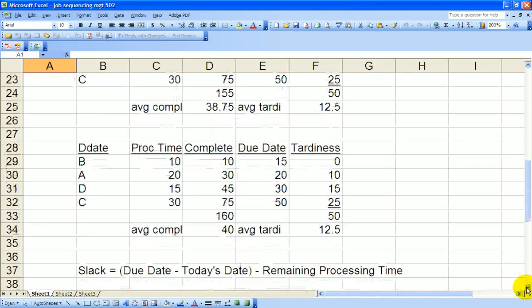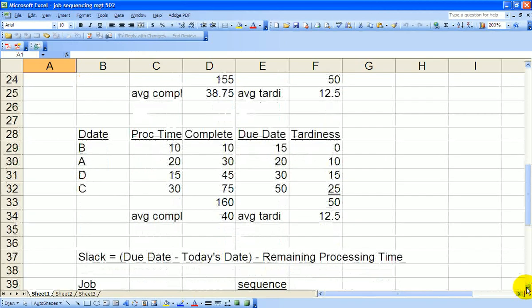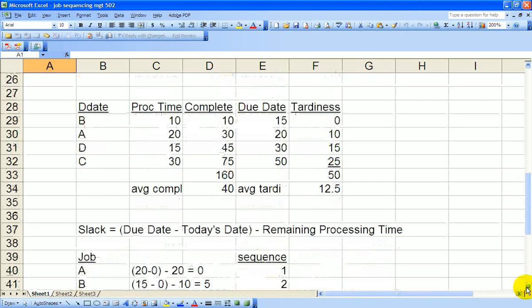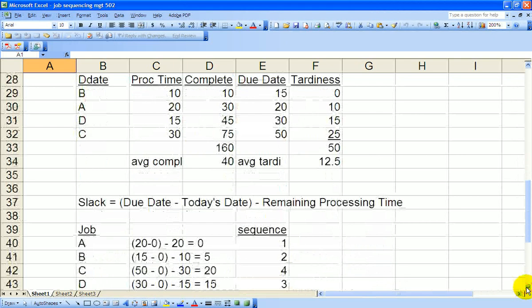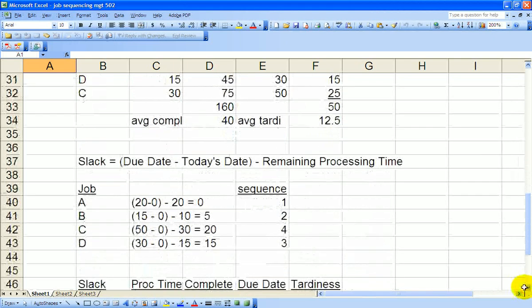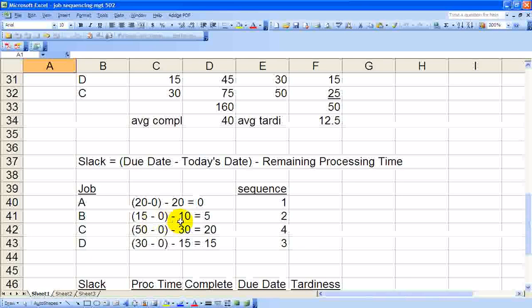Next, we'll calculate the lowest slack and sequence based on that order from small to large. Slack is defined as the due date minus today's date minus the remaining processing time. Let's assume that today's date is zero. So job A has a slack of 20 minus 0 minus 20, which is equal to 0. B has 15 minus 0 minus 10. C has 50 minus 0 minus 30. And D has 30 minus 0 minus 15, which is equal to 15.